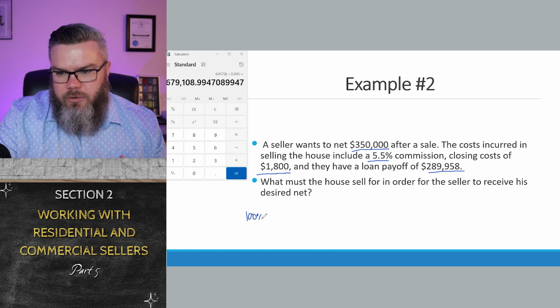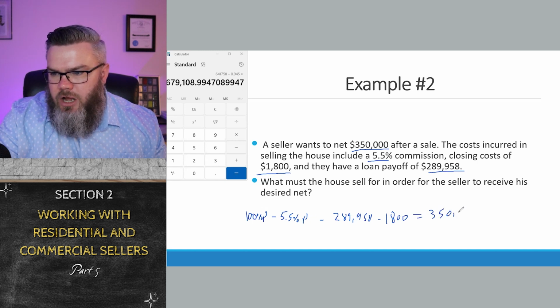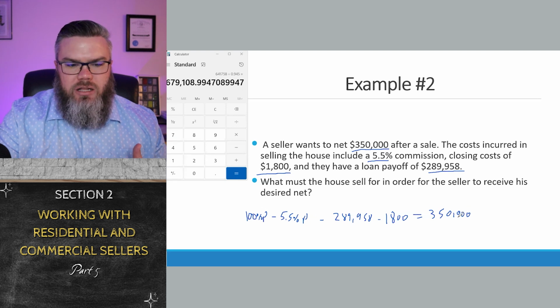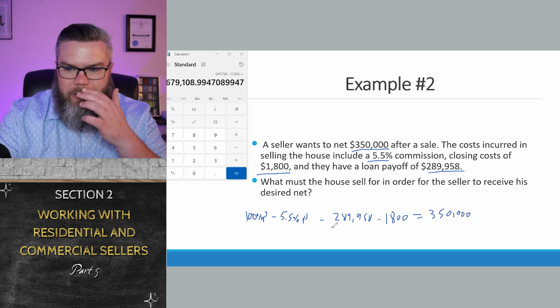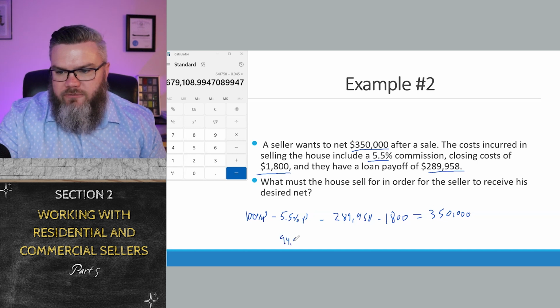100% of the purchase price minus 5.5% of the purchase price minus $289,958 for the loan payoff minus $1,800 in closing costs needs to equal their desired $350,000 net. Well, there's the algebraic linear equation again. And so just start breaking it down. 100 minus 5.5 is 94.5% of P.